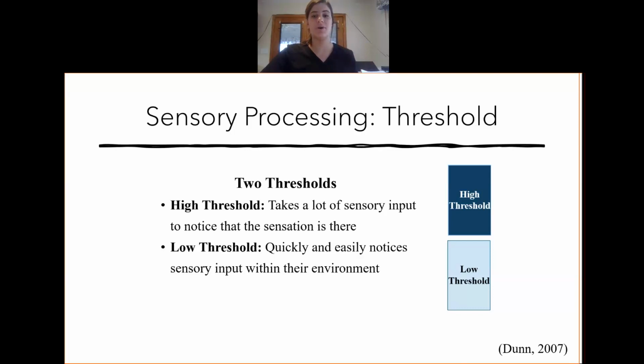Whereas individuals with a high threshold are opposite. It takes them a lot longer to notice that a sensation is there. So if we go over those same sensations, such as the tag of a shirt, it's not going to fill up their bucket very easily. Or that their sock is out of place, or that there's a noise from a light. They're not going to be aware of it because it's not hitting their threshold. So that way they just don't know that sensation is there until it hits their threshold.